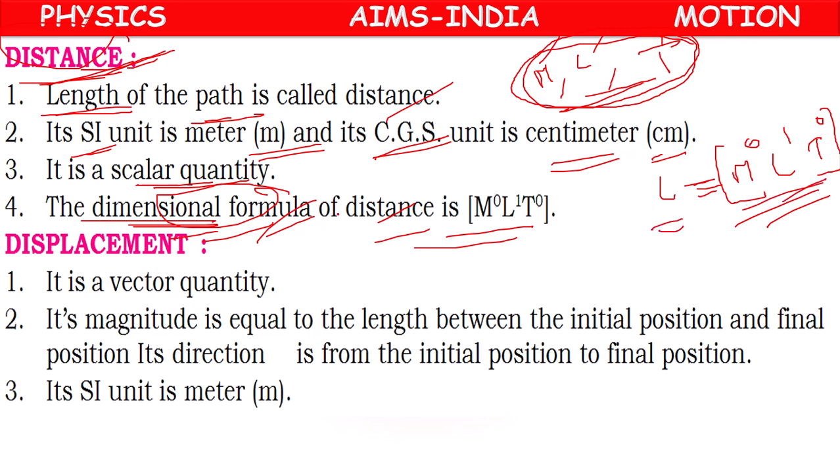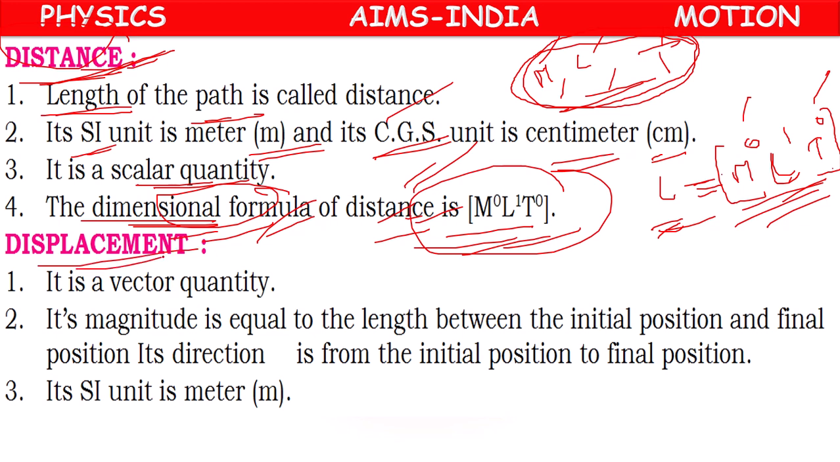Here we have only length. Distance is actually length. So only length we are having. Mass is 0, time is 0. Okay, M0, L1, T0 is the dimensional formula for distance.